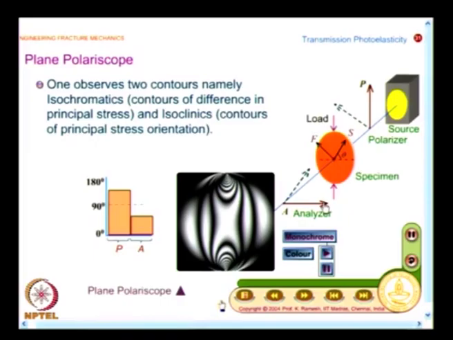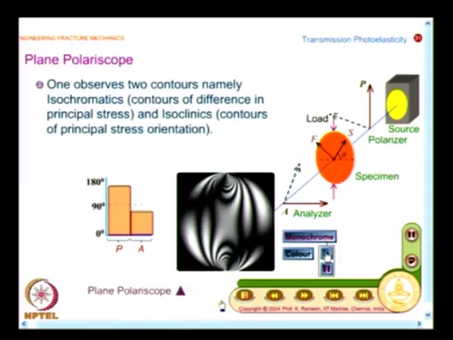We also saw another possibility: when the polarizer and analyzer axes coincide with the fast and slow axes of the model, then also whatever light comes is cut off by the analyzer and you see the contours of isoclinics. And what we saw is that when we rotate this crossed polarizer-analyzer combination, the isoclinics move over the model.